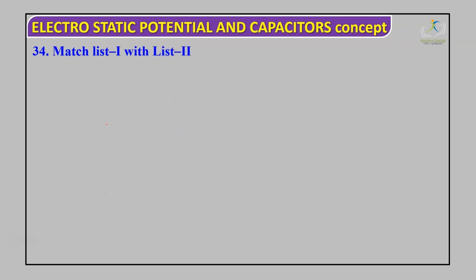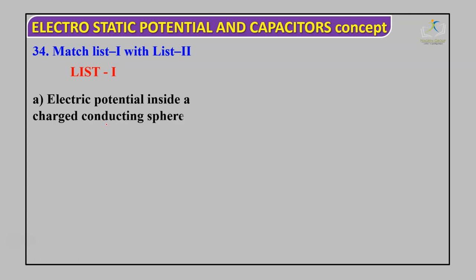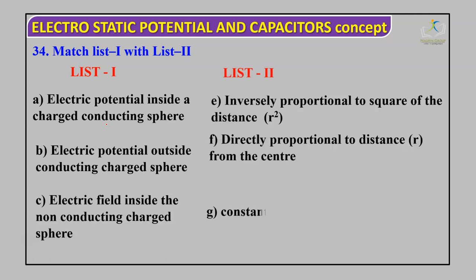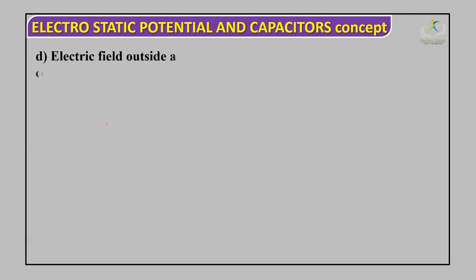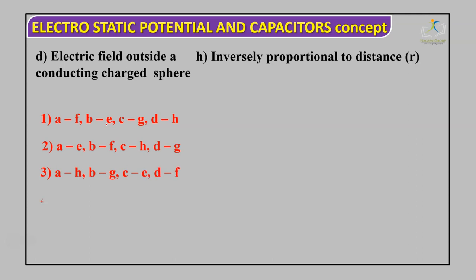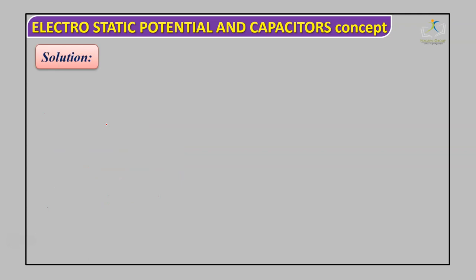Next question we have: match list first with list second. List 1: electric potential inside a charged conducting sphere. So we have these kinds of lists. Firstly, I'll make this list. So we have to match it out. We have these options. Let us see the solution of this question, how we find the correct option.